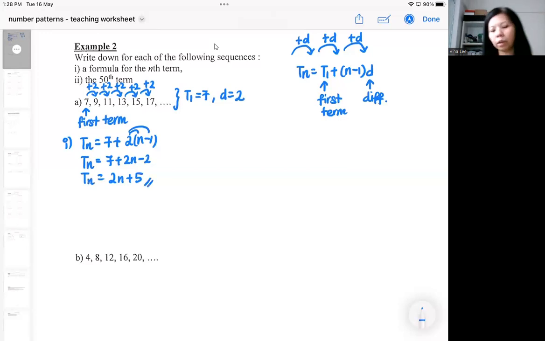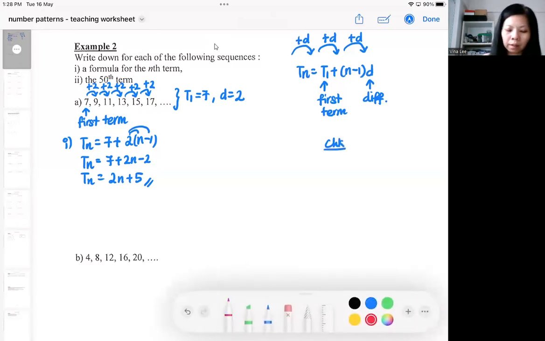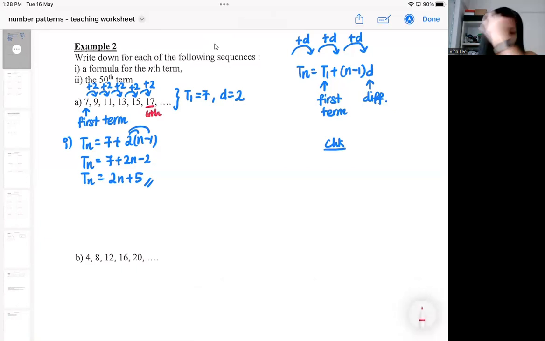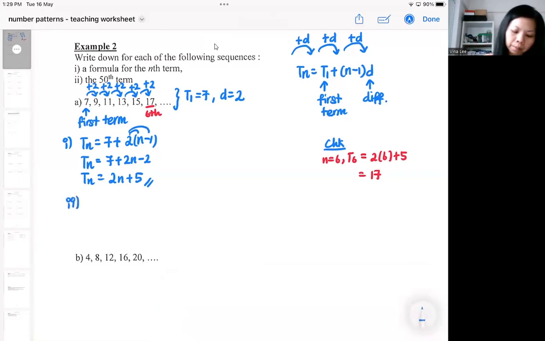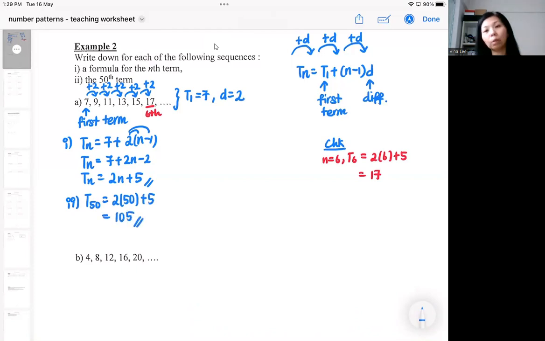Okay, if you want to check whether your general formula is correct or not, you can take any of the terms. For example, I'm going to take the 6th term. This is the 6th term, which means n is equal to 6. I'm going to put 6 into the formula. If I put 6 into the formula and I get the same number, then your general formula is correct. You can do any checking. Then I will carry on to answer the second part. The second part is the 50th term. So for the 50th term, just put in n equal to 50. So that's how you discover it.